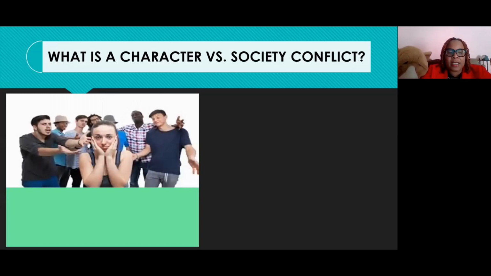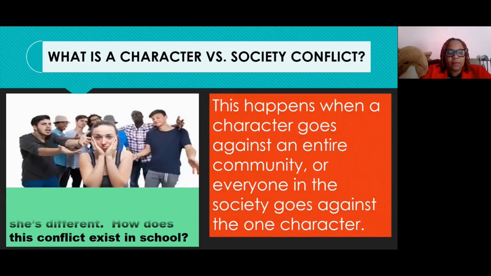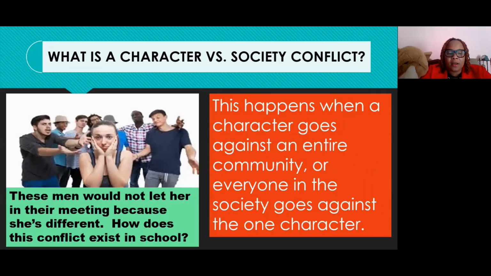This young lady is clearly upset, and the persons behind her, they don't want her with them. Why is that the case? These men would not let her in their meeting because she's different. How does this conflict exist in school? And before you answer, let me define what is a character versus society conflict. This conflict happens when a character goes against the entire community, or everyone in the society goes against the character.